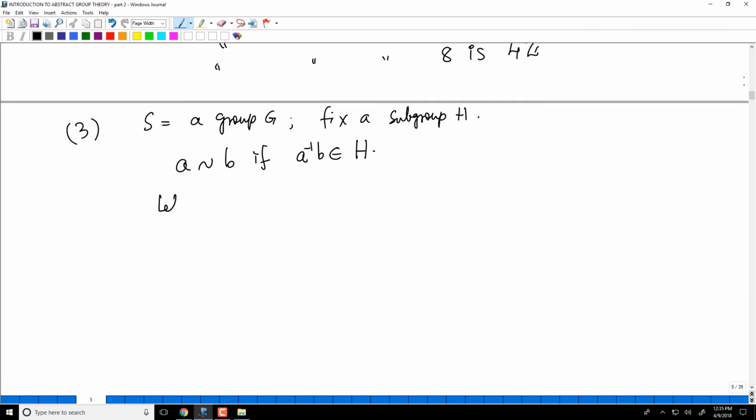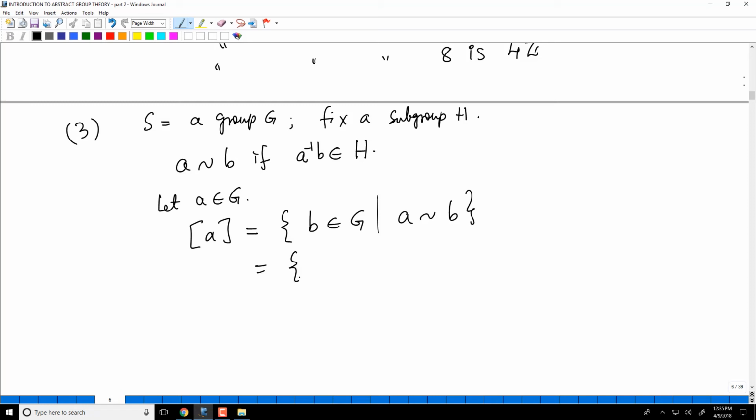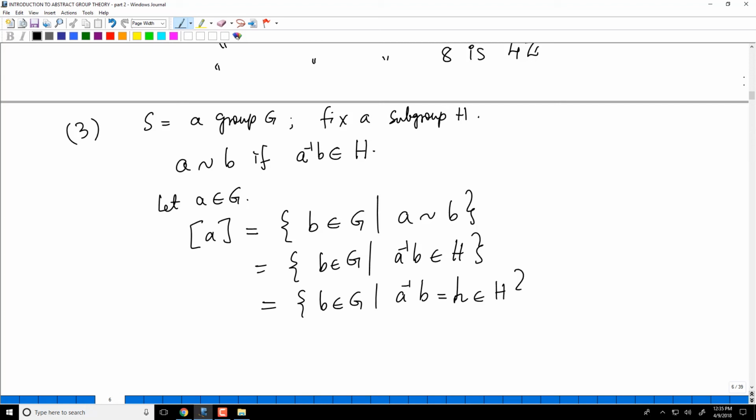So now let A be in G. What is the equivalence class of this? So this is all elements B in G such that A is related to B. By definition, this is the equivalence class, right? But this is all B in G such that A inverse B is in H, right? This means all B in G such that A inverse B equals some element of capital H, so I'm going to give it a name, small h.